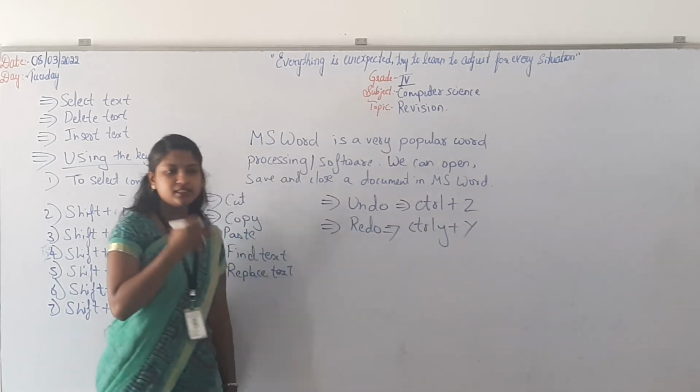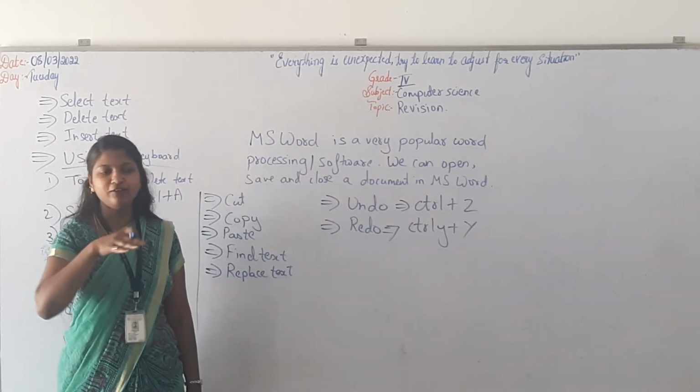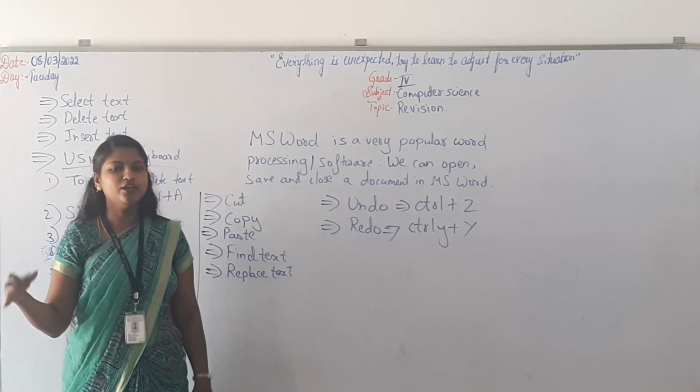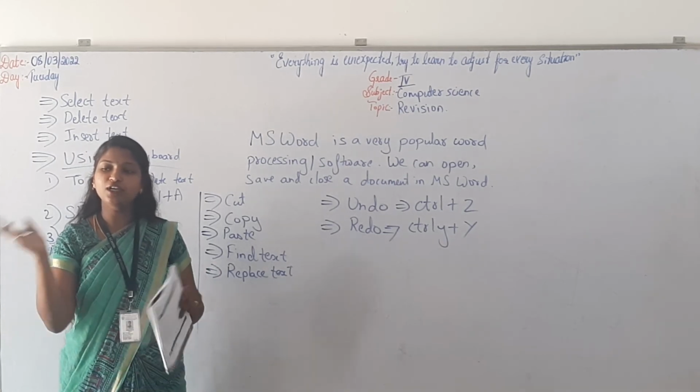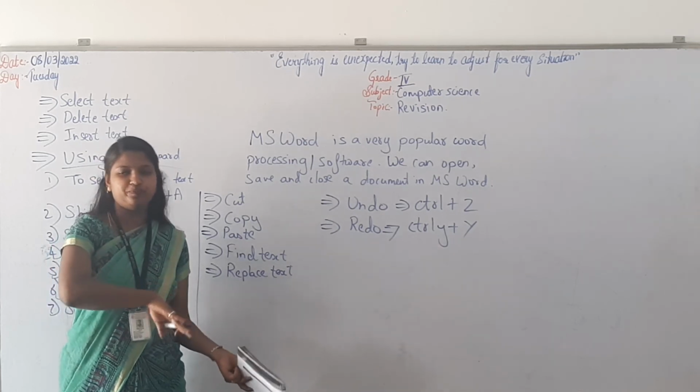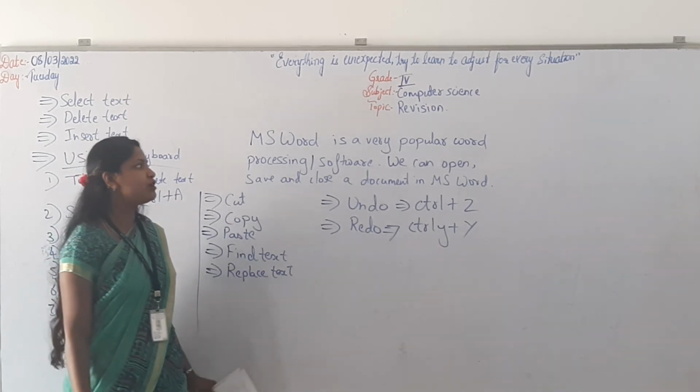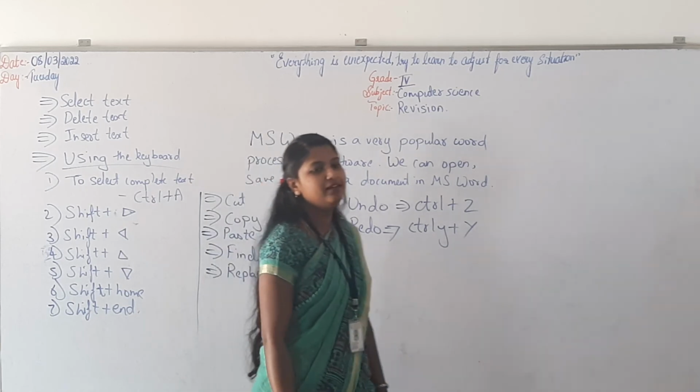So undo means it will go in reverse. Okay, so it has gone backwards. Again, if you want to redo, you want to come back to the present. Redo. Understood? So this is all about editing text in MS Word.